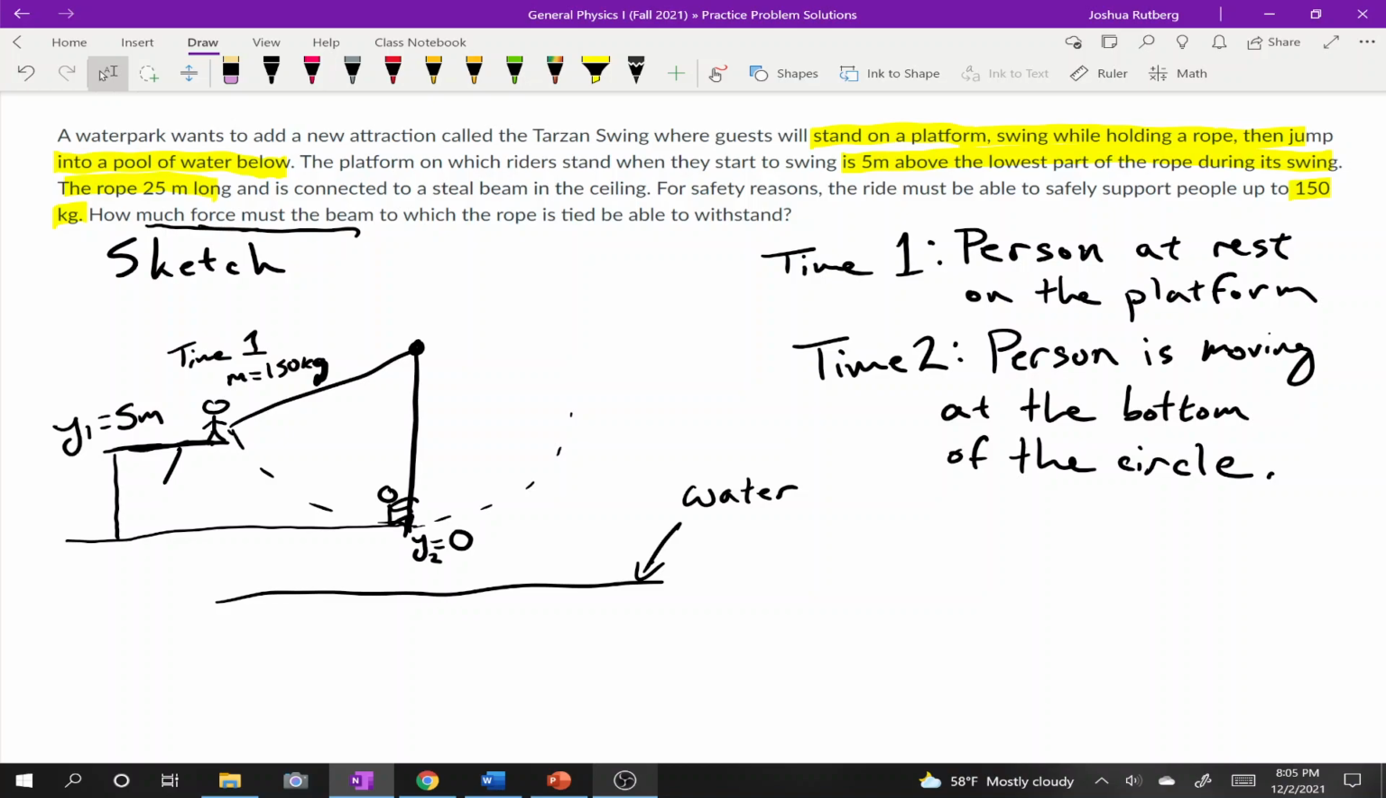I suspect. Is there any other information that I'm given that I haven't used yet? Yes, I have not included the length of the rope. And the length of the rope, if I look at my sketch here, the length of the rope defines the radius of my circle. So I can say the radius of the circle is going to be 25 meters.